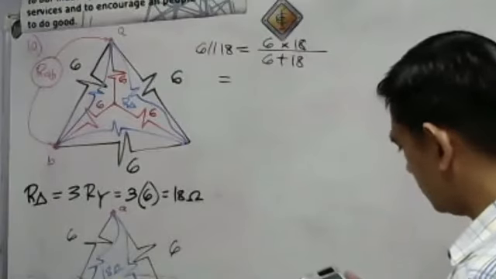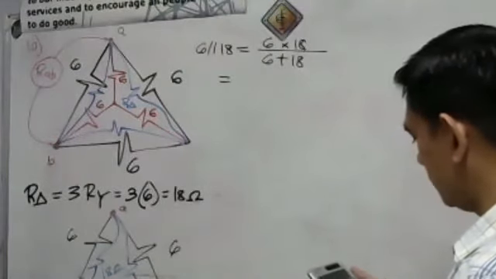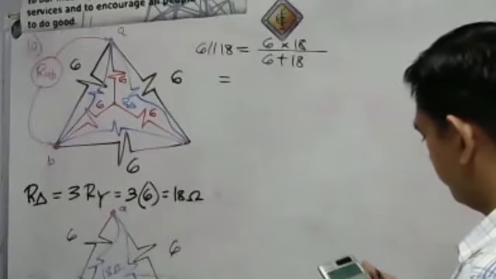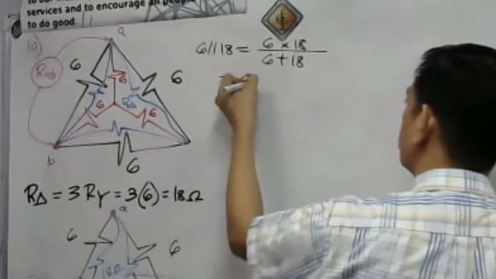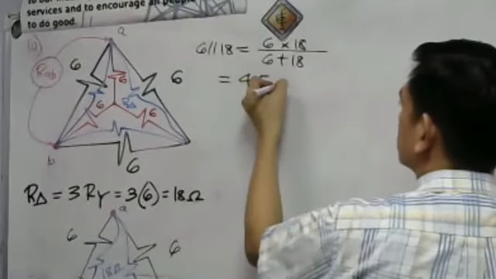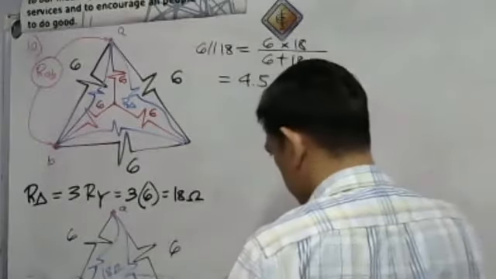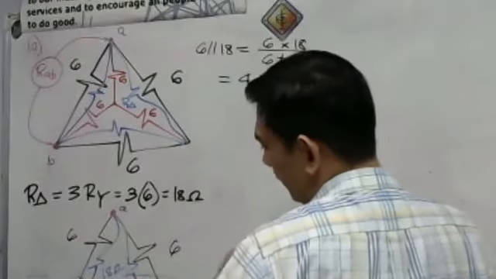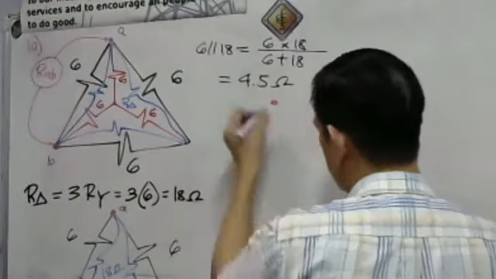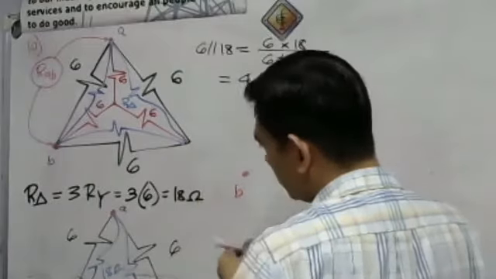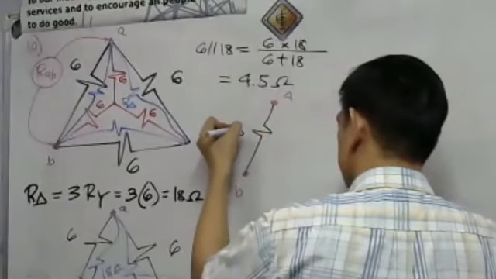Six times 18, then divided by 6 plus 18. Okay, so the answer would be 4.5 ohms. That's the answer. Okay, so that is only for the 6 and 18 ohm resistor. Take note that we have point A and point B here. Meaning, there is a 4.5 ohm resistor here, but that is not yet finished.